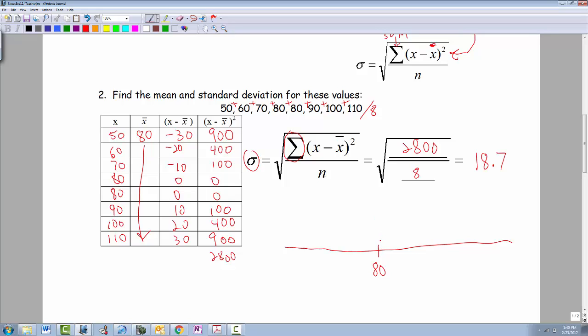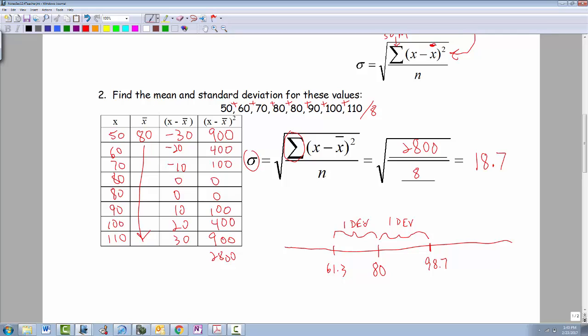If I go one standard deviation to the right, 18.7, first of all, what's that data value? What's 80 plus 18.7? Very simple, 98.7. This is considered one deviation to the right of the data. Let's go the other way. What's 80 minus 18.7? 61.3. Good. 61.3. This is one deviation to the left of the data.